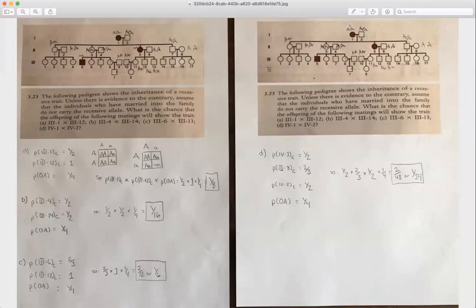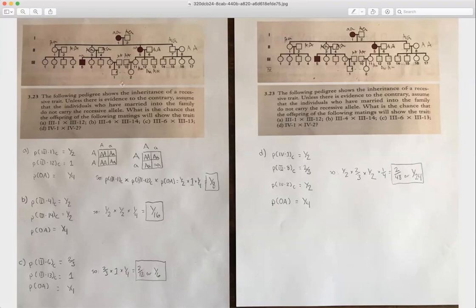All right, y'all, you ready to do problem 3.23? I'll read it. The following pedigree shows the inheritance of a recessive trait. Unless there's evidence to the contrary, assume that the individuals who marry into the family do not carry the recessive allele. That last line pertains to all of the pedigrees, all right? You assume that the individual marrying into the family does not carry the recessive allele unless there's information to the contrary. Okay, so what is the chance that the offspring of the following matings will show the trait?